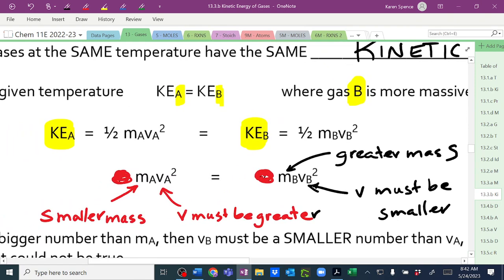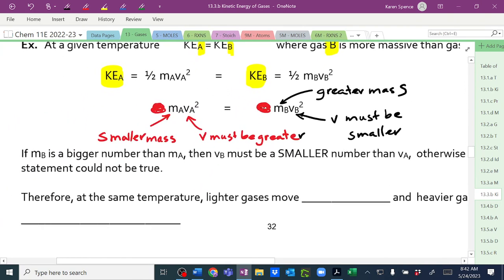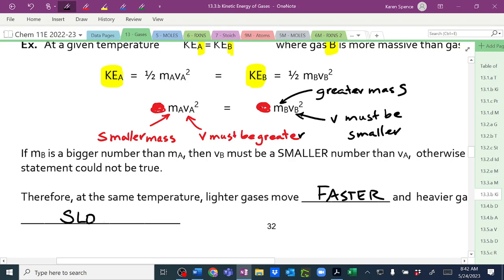Okay, so I've just written that down below there. And therefore, at the same temperature, lighter gases move faster, and heavier gases move slower.